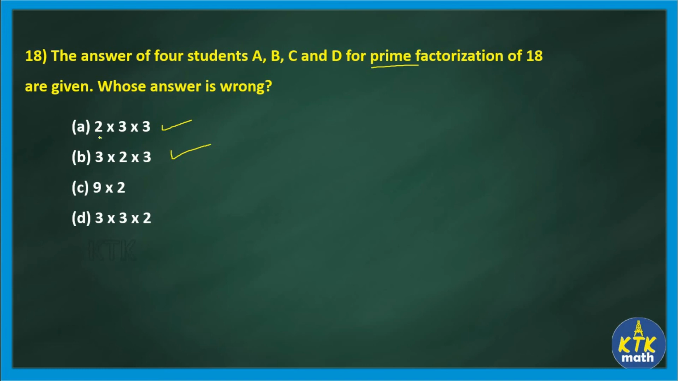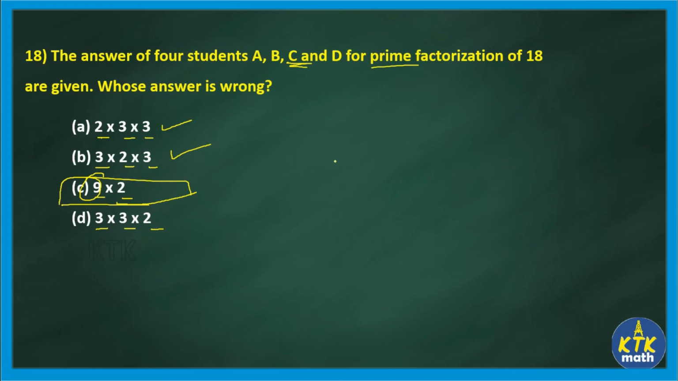So here 2, 3, 3 are all prime numbers. 3 2s are 6, 6 3s are 18. Here also you have only prime numbers. But here 9 2s are 18, the product is correct, but 9 is a composite number, we cannot accept this. So the person C's factorization is wrong. So question number 18 answer is option C. The person who gave the wrong answer is option C.